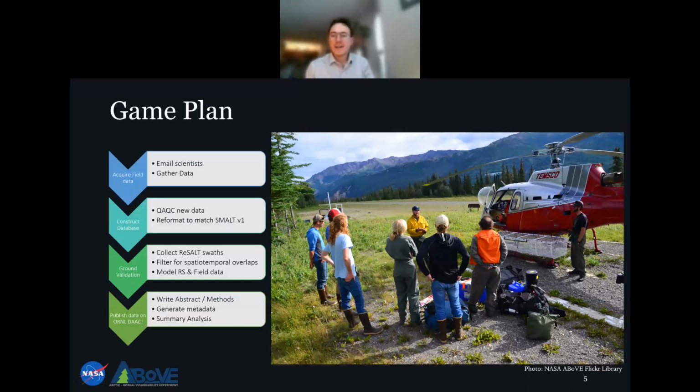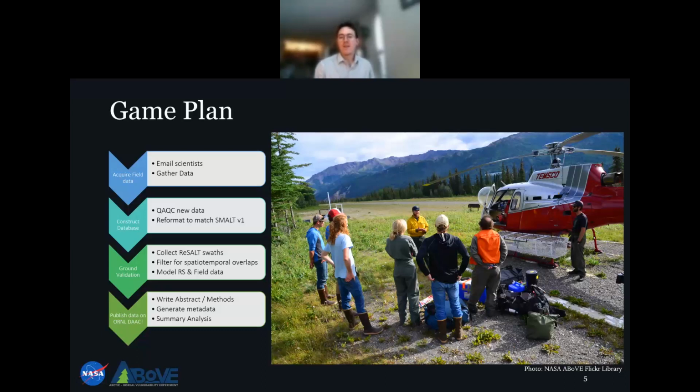So cool, how did I accomplish any of this? What did that look like? Well, first we compiled a list of scientists that we expected to have collected SMALT data within the UAVSAR flight paths in 2021 and 2022, and we began soliciting for data submissions. Once we received data, we QA/QC'd it in Python and Jupyter Lab. We iterated with scientists as needed and reformatted each data set to match the current format of the SMALT data by Schaefer et al. 2021.